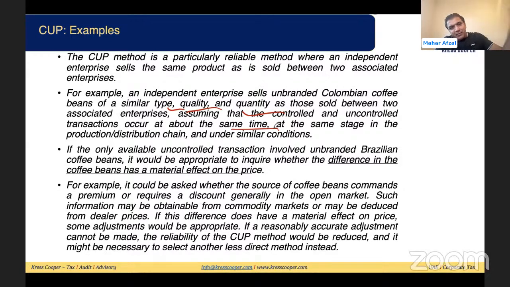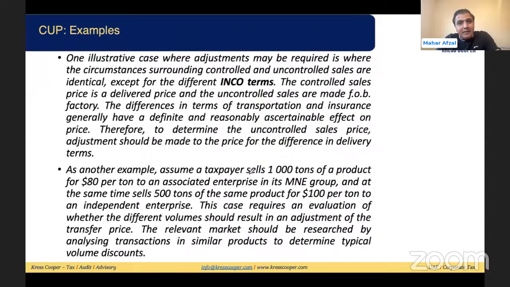It can be internal CUP, external CUP. What we need to consider: type, quantity. Again, they are asking for some more factors there as well. They said how this coffee is being sourced will definitely have an impact on the price. So to make sure, it would be asked whether the source of the coffee beans commands a premium. The source of the coffee beans is also very important to ascertain the price, and it will have an impact on the price to assess, okay, is this the arm's length price or not.